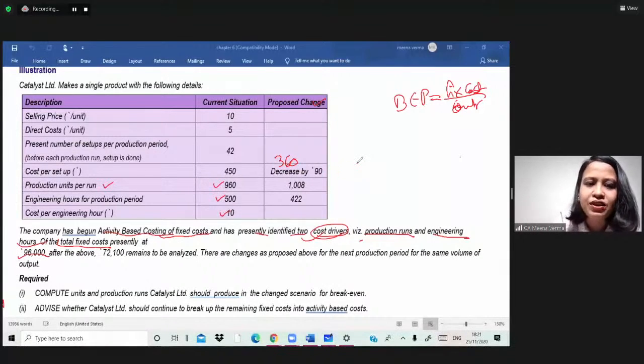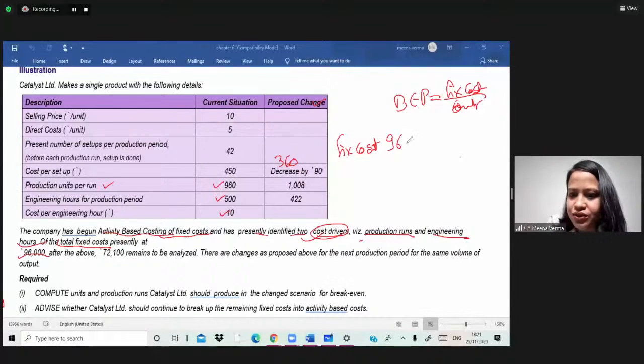This value will be 360. Okay, now what we have to do, they are saying the total cost of the organization, the total fixed cost is what? 96,000. The total fixed cost is given here. Now we have to divide this fixed cost on the basis of the cost driver.